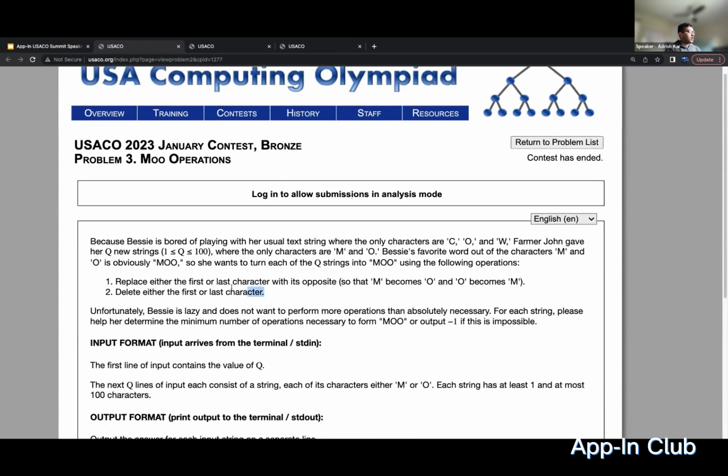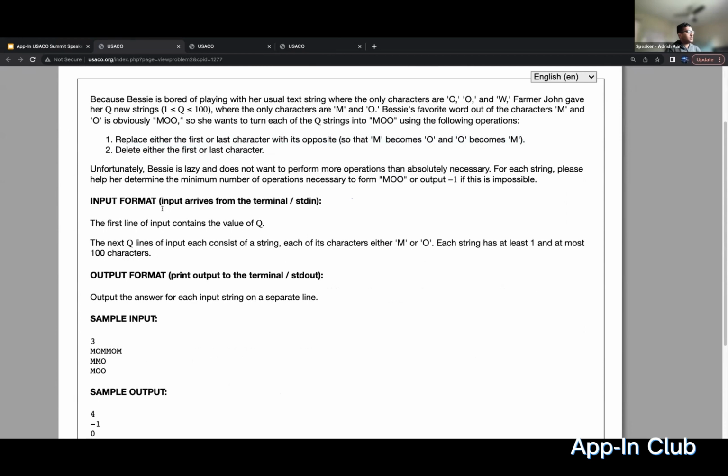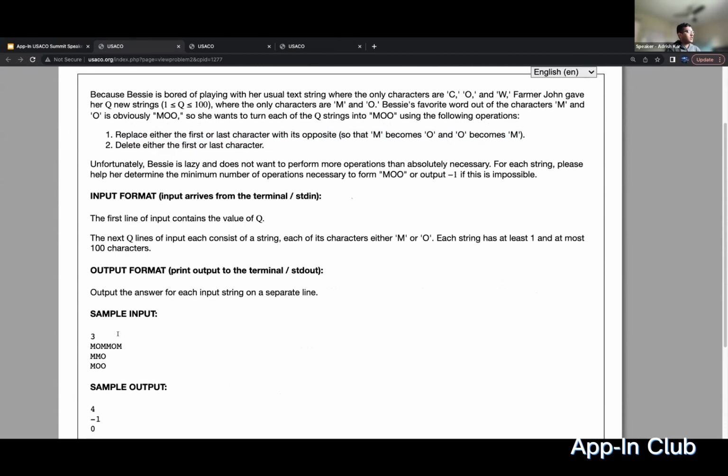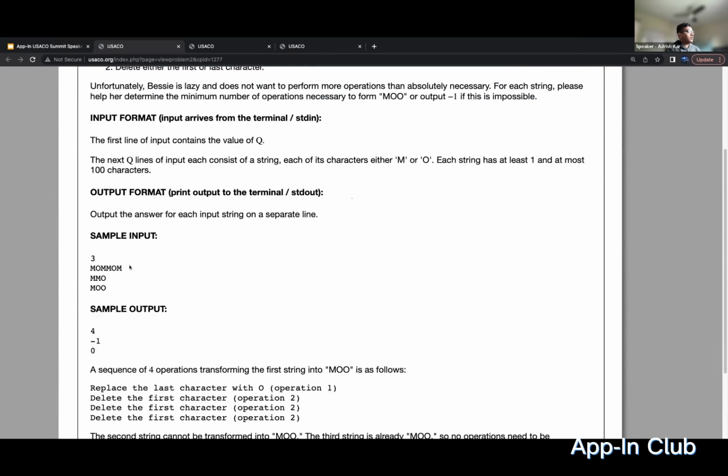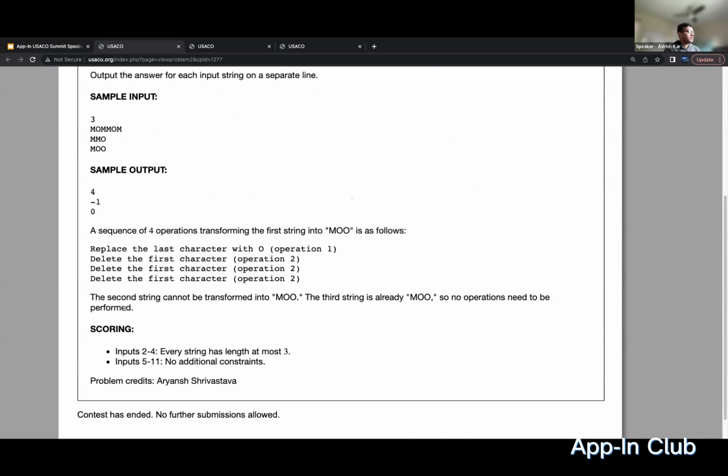As for the character operations themselves, as the problem states, you can either remove the first or last character, and that counts as one operation, or you can toggle the first or last character. So O becomes M, or M becomes O.